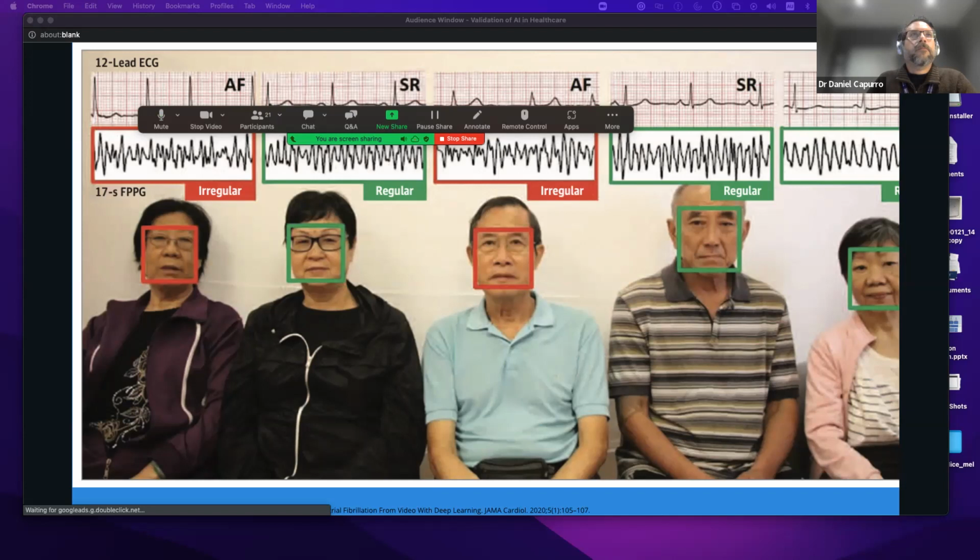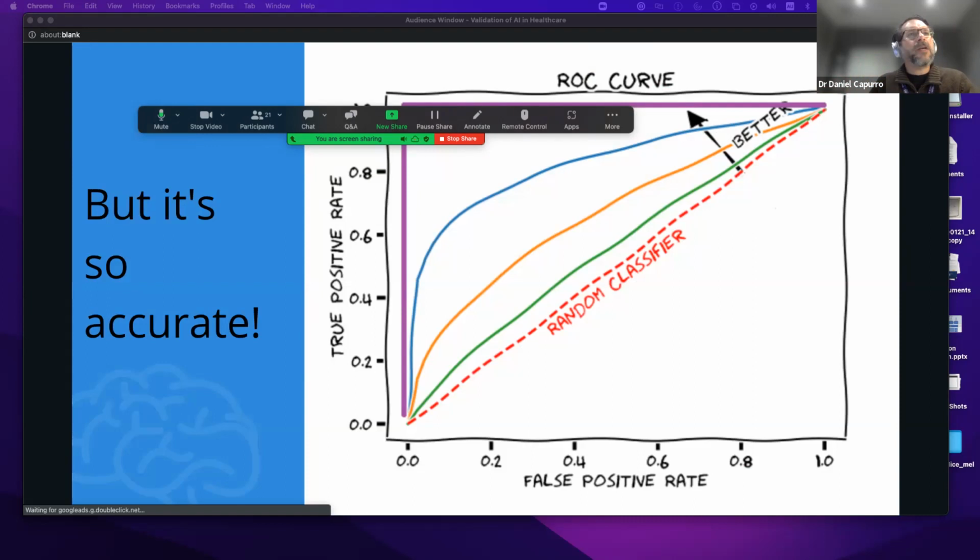So then what we discuss with researchers is, but this is so accurate. My ROC curve, and I watched some of the videos of your previous sessions in your seminars, and I'm assuming you're familiar with an ROC curve: the closer to 1.0 the area under the ROC curve is, the better. So if you have a very good classifier, then the area under the ROC curve is going to be closer to one. So if it's so accurate, why wouldn't I use that?